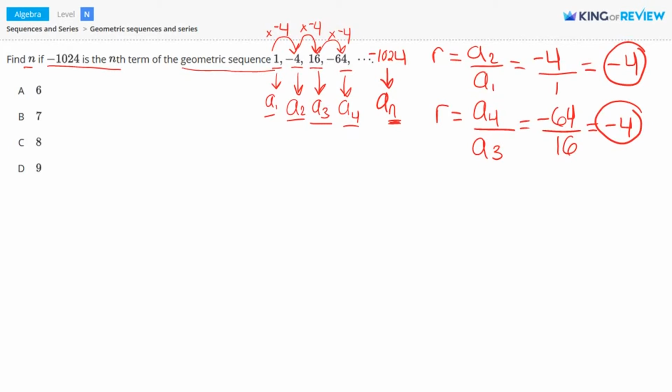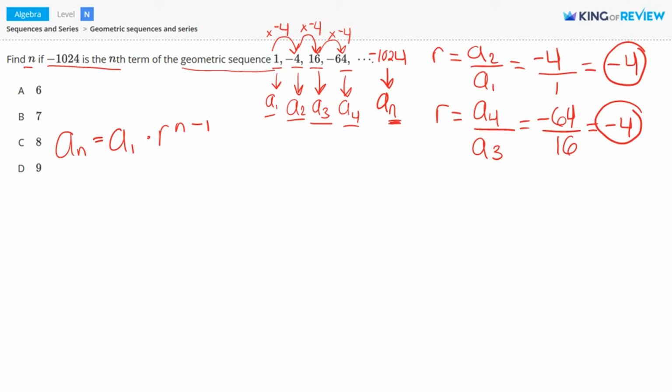To do this, we'll use the rule for the geometric sequence. This rule is a sub n equals a1 times r to the n minus 1 power, the nth term of a geometric sequence with a1 as its first term and r as its common ratio. So that's the rule here that we're going to use.